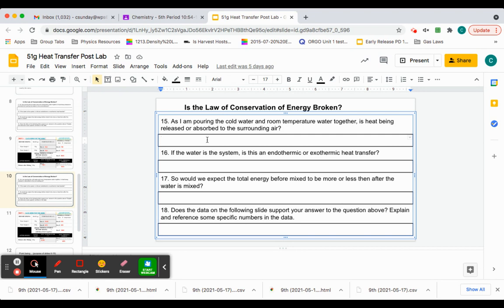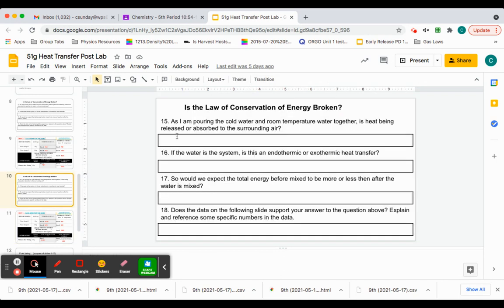So you want to think about, okay, is the air hotter or is the water hotter? And we know the direction of heat flow is always from hot to cold. So if it's going to the water, it would be absorbed. If it is going away from the water, the heat will be released. So hopefully that is enough to help with that one.